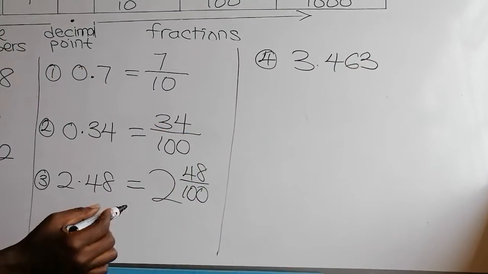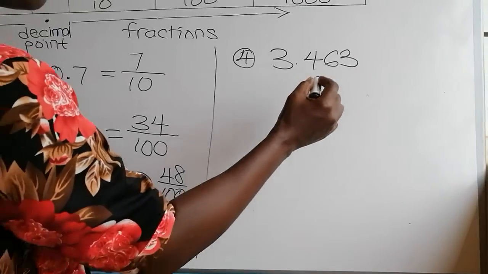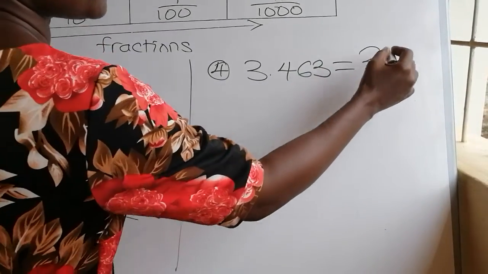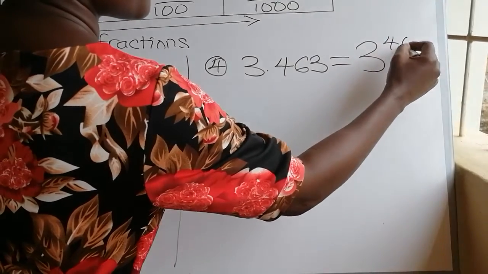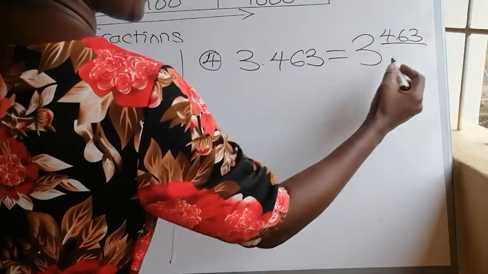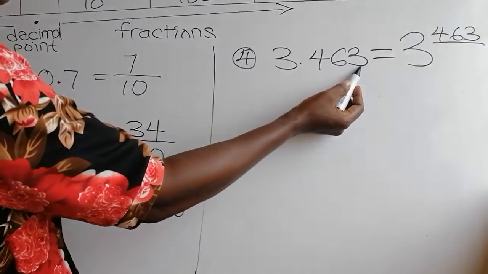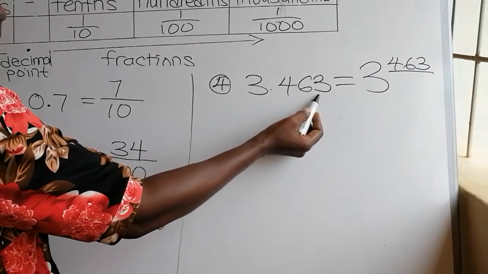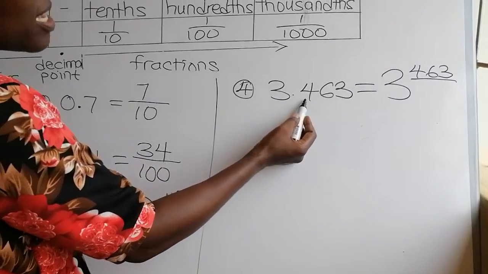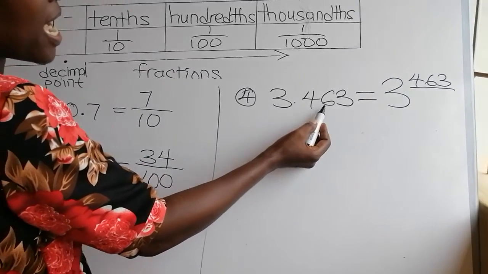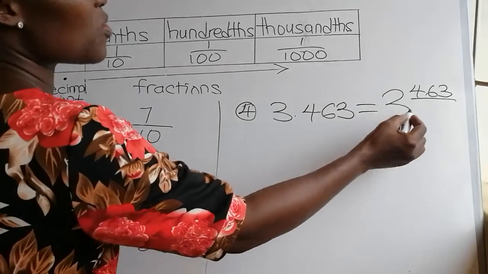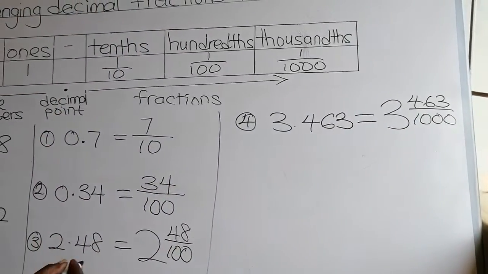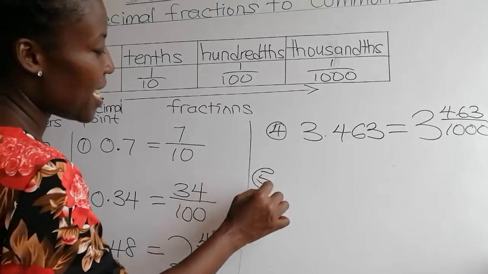All right, we have 3.463. So our whole number first, then we take the digits we have. The last decimal digit, 3, is in the thousands. Let's count from here. We have tens, hundreds, and thousands. So this is under thousand. Right, I believe you are following. Let's take another example.